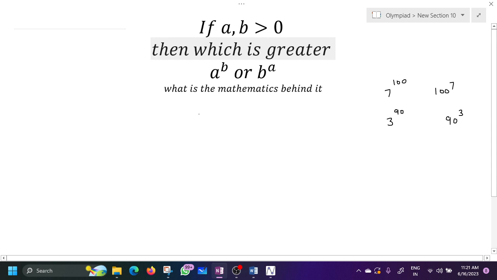So let's see, we have numbers like a raised to the power b and b raised to the power a. Can we just look at these numbers and tell without solving whether who is greater than whom? Yes, we can do that.